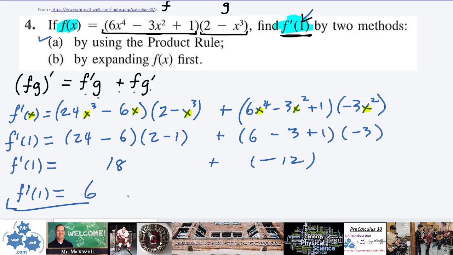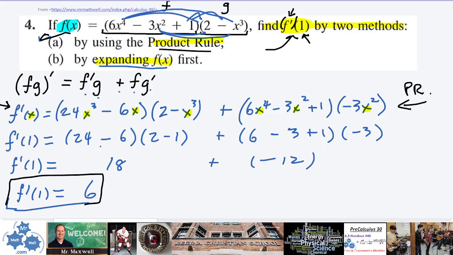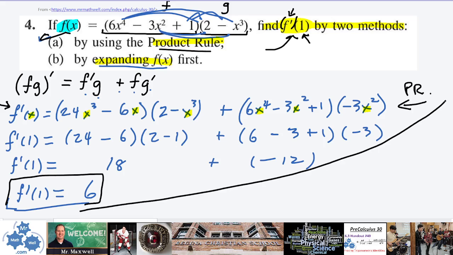So that's A. B says let's do this same thing by expanding f of x first. So what we're going to do is multiply the first term times every term, the second term times every term, and the third term times every term. And we're going to get this expanded polynomial. We're going to gather like terms, and then we're going to just use the power rule and the sum rule. All right, so we've used the product rule to evaluate the derivative at x equals 1.